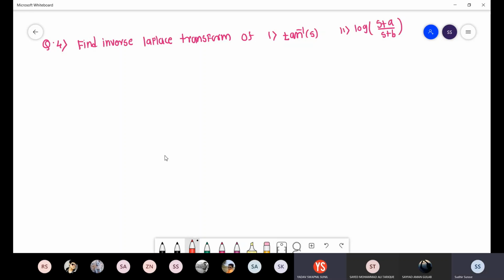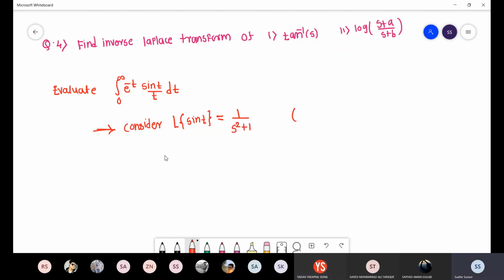First tell me the example. The example is: integration 0 to infinity, e to the power minus t, sin t divided by t, dt. Okay. So first what we have to do? Laplace transform of sin t. Consider the Laplace transform of sin t. It is what? It is equal to 1 upon s square plus 1. Okay, why? Since the Laplace transform of sin at is equal to a upon s square plus a square.